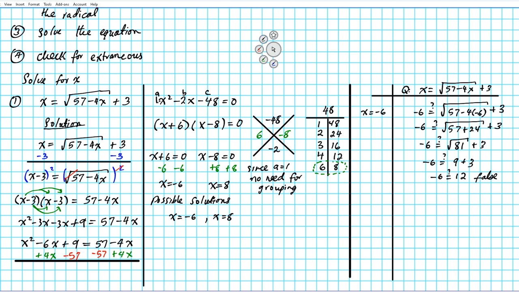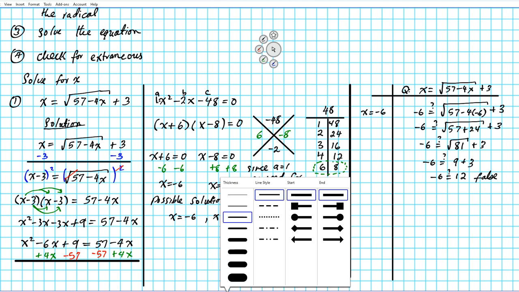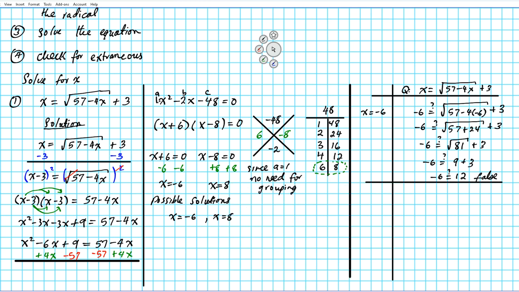So the second one could be an answer. It could also be extraneous. We don't know, so we just have to test the second one also. Let's test the second answer, which is x equals 8. We plug it into the question. Is 8 equal to the square root of 57 minus 4 times 8, plus 3? We don't know. Let's simplify the right side.